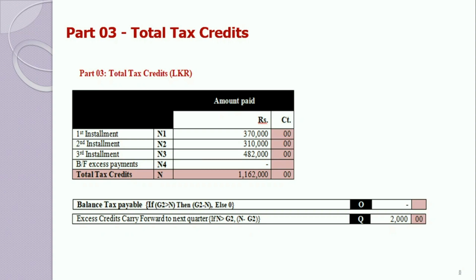If the payments made for the quarter are in excess of the tax liability calculated in Part 2, then there would be an excess payment, and such amount can be carried forward as an advance payment for the next quarter, and that amount should be declared in cage Q.